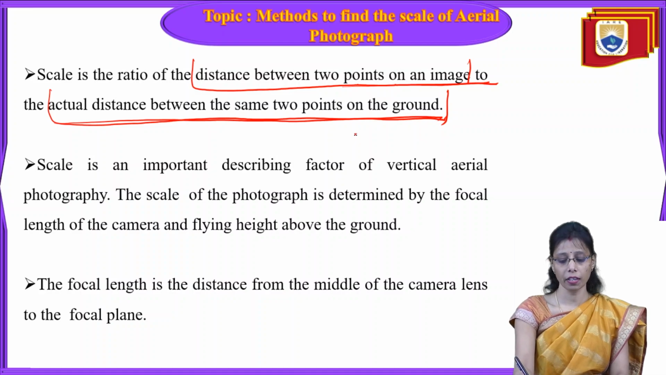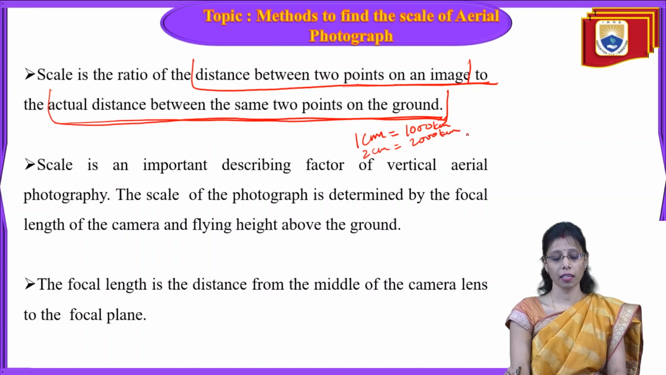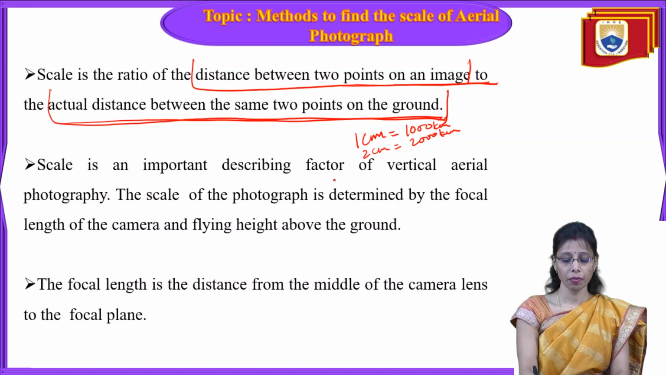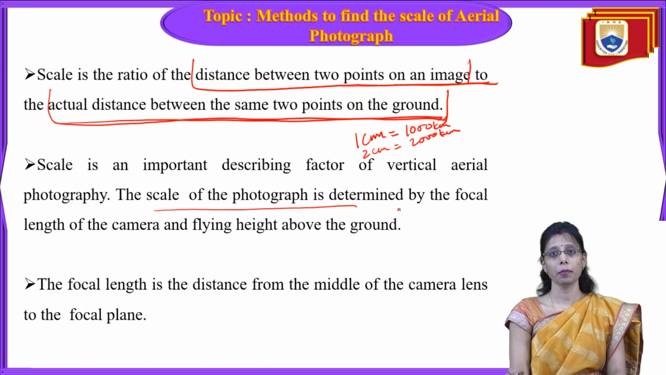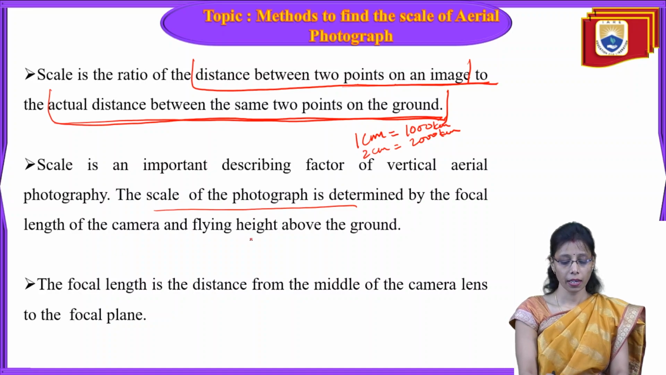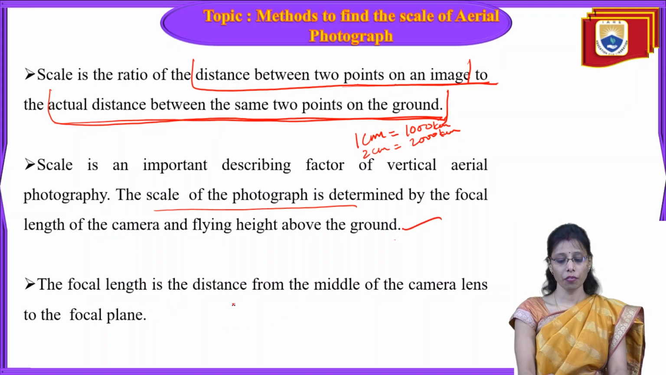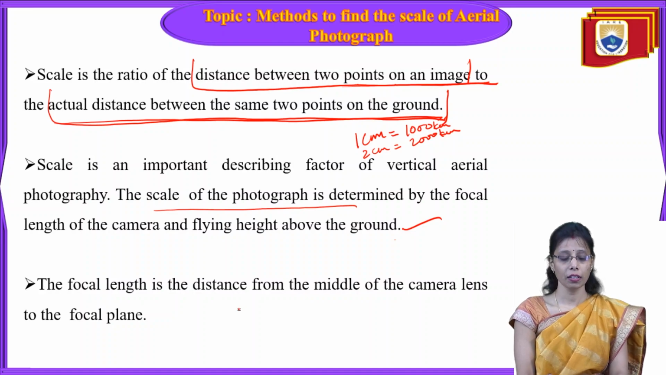In the previous slide you saw 1 centimeter is equal to 1000 kilometers, so like that 2 centimeters is equal to 2000 kilometers. Like that we determine the scale. The scale is an important describing factor of vertical aerial photography. The scale of the photograph is determined by the focal length of the camera and the flying height above ground. So there is one more way of determining it, with the help of the focal length of the camera. What is the focal length of the camera?